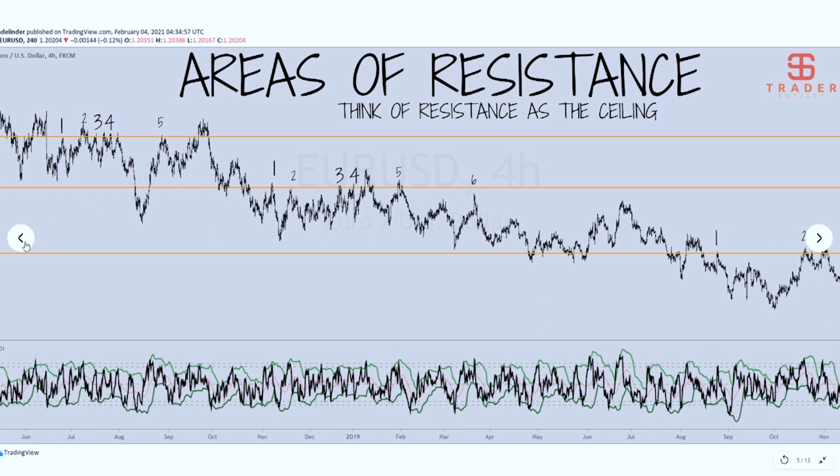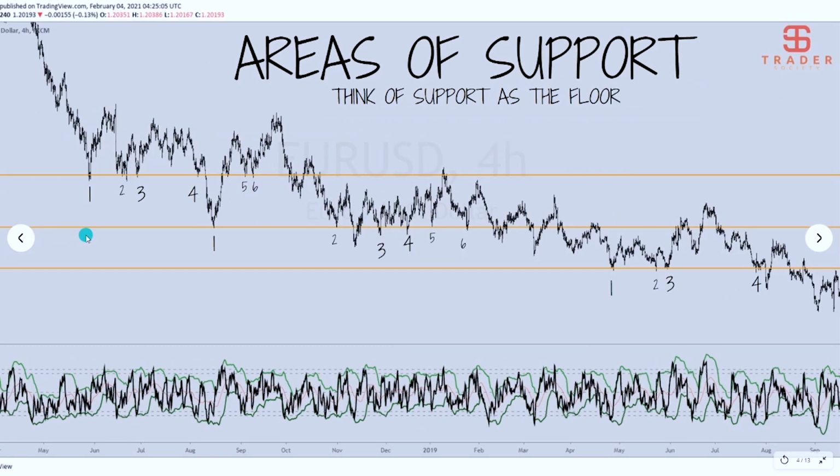So right in here, we have areas of support. Now, again, like I was saying, support I think of as the floor. So if you can look here, I drew this yellow or orange line right here, and you can see price rejected this orange line 6 times in this instance right here. We got 1 touch, 2 touch, 3 touch, 4 touch, 6 touches all throughout here before price eventually rose off this level and broke it.